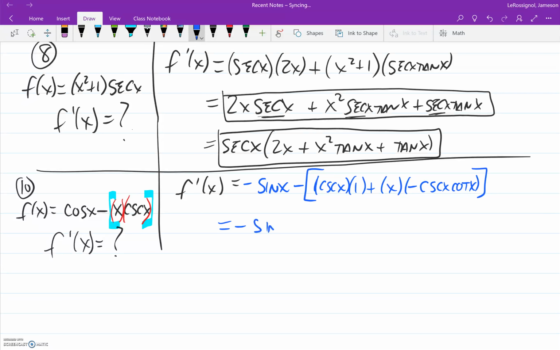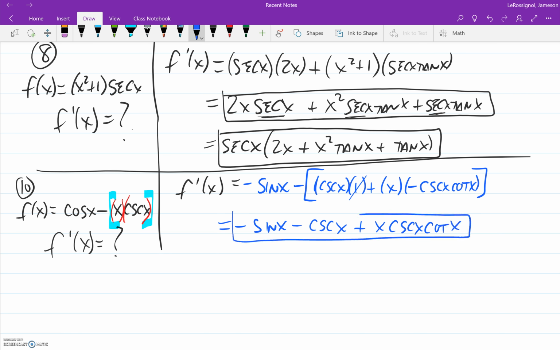So negative sine of x, and then we got a minus. We're just distributing that negative. The 1 doesn't do anything, so just ignore that. We've got a minus cosecant of x. And then over here, it's a minus times a minus, so that'll be a plus cosecant x cotangent x. And that's it, y'all. That's perfect.